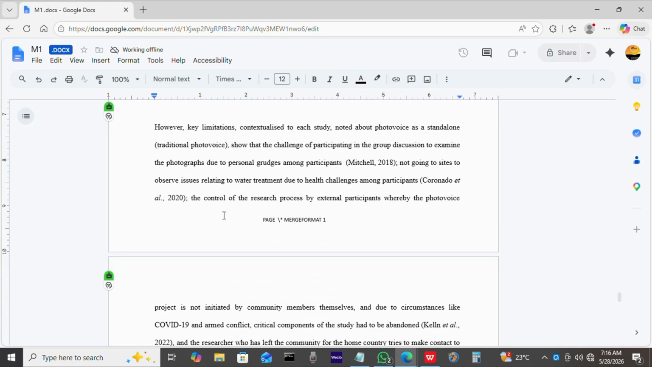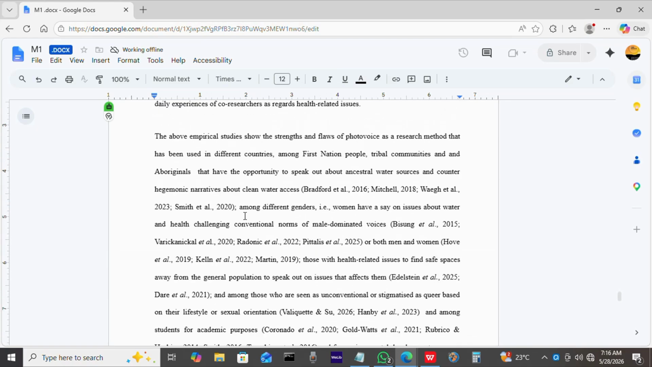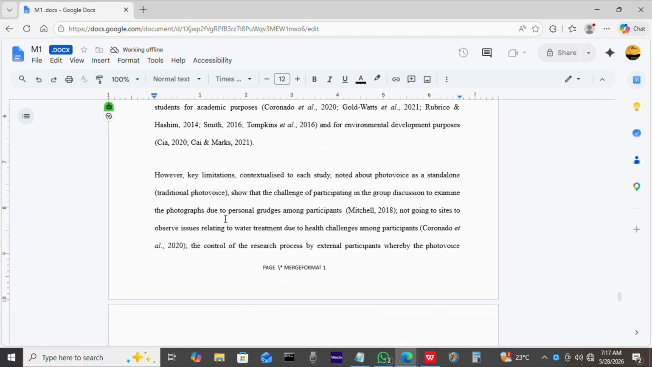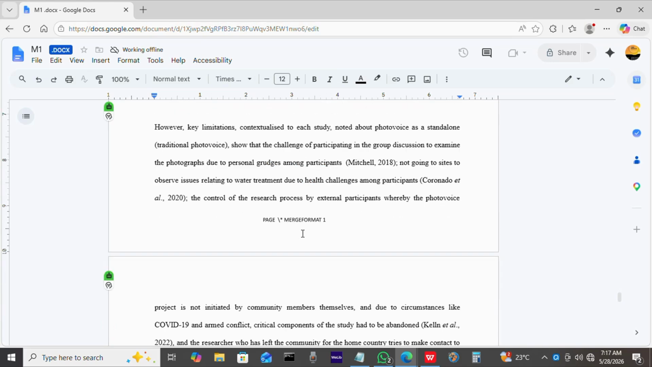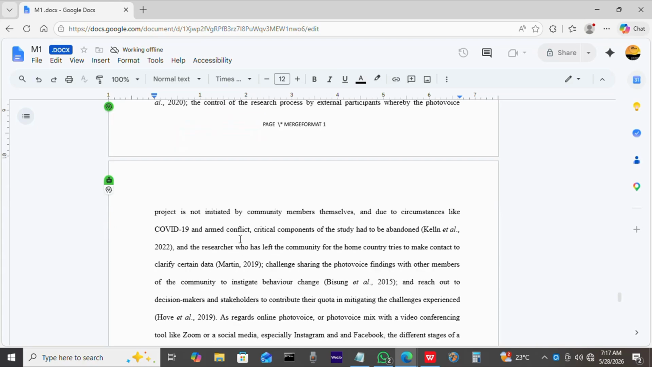Now, this is another section that is important. This one is just a general summary. It might be needed to cluster the themes, or it might not be needed. Then the key limitations. This is the one that is important. What are the key limitations contextualized to each study, about what you're discussing? So Mitchell shows the personal challenge, the challenge of participating in group discussion, personal grudges, you understand. Then you come here, issues. So you bring out the issues, you just summarize.